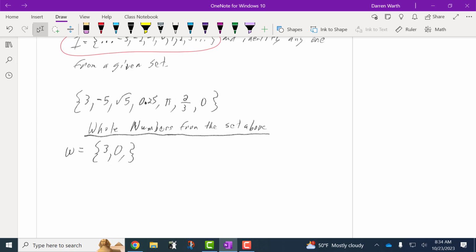So as I look at my set right here, you're going to notice the whole number set. Well, 3 is a whole number. -5, that's not a whole number, that's going to be an integer. Square root of 5, well, that is irrational. 0.25, that's irrational. Pi, irrational. 2/3 is a fraction, it's not a whole number. And then the last one, 0, well, that's also your other whole number. So your two whole numbers from that set are 3 and 0.